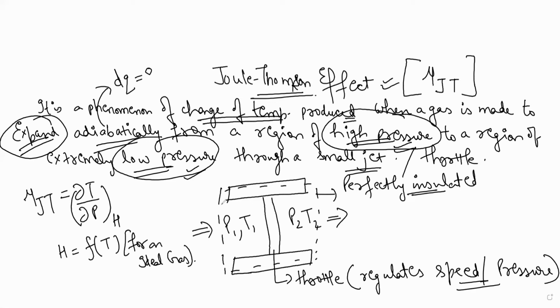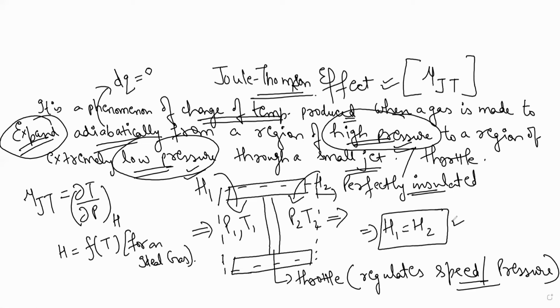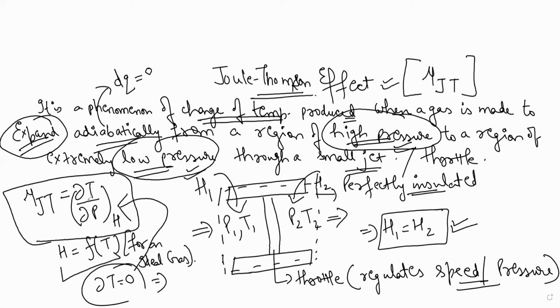In this system, let the enthalpy on the left hand side and on the right hand side be H1 and H2, and it is the same. Since the system is perfectly insulated, the process is adiabatic, so H1 is equal to H2. If there is no change in enthalpy, there will be no change in temperature for an ideal gas, so the del T factor will also be 0. Since del T will be 0, and as you can see in the formulation of mu JT, the numerator is all about del T at constant H, so mu JT also becomes 0 for an ideal gas. This is a very important point to remember.